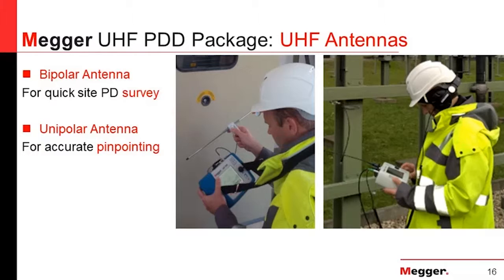And then we have the unipolar antenna. This is again UHF, but the unipolar antenna is mostly effective for pinpointing when you're looking for the PD. So you suspect some PD, you hear something, and then you aim your unipolar antenna and walk around to find the exact PD point. So those two sets of antenna are UHF antennas, which are very important for PD scanning, surveying, and pinpointing.